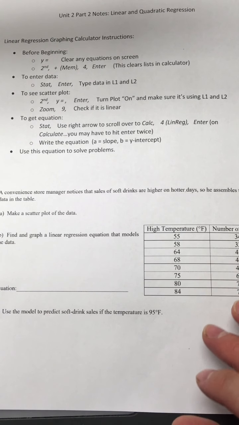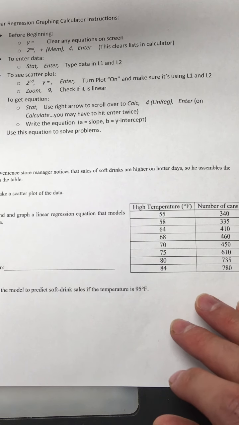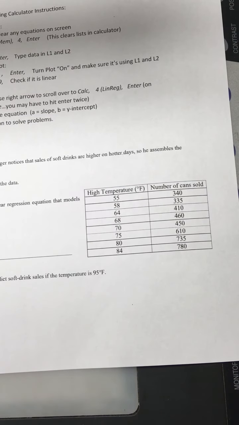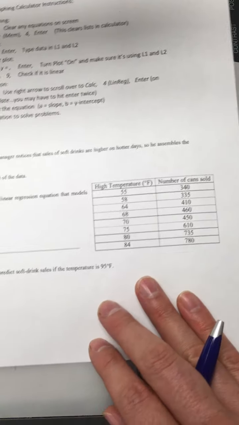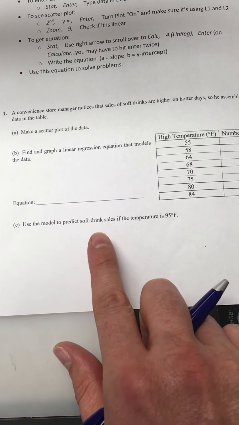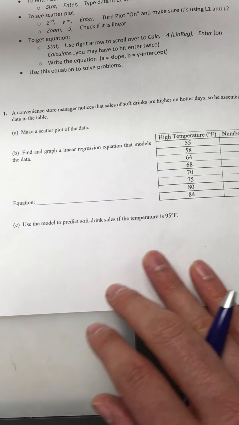If you look down at the bottom, a convenience store manager notices that sales of soft drinks are higher on hotter days. That makes sense. So he assembles the data in this table right here, the high temperature for the day and the number of cans of soft drinks he sold for that day. And then ultimately, what we're trying to find down here at the bottom, we want to use a model to predict the soft drink sales if the temperature outside is 95 degrees.